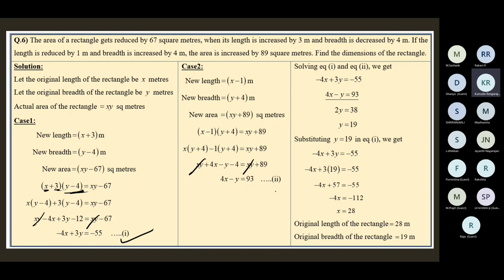So you get two equations. You can already see their coefficients, minus 4x and plus 4x. So you don't have to write equivalent equations. You can directly proceed to use the elimination method. So minus 4x plus 4x gets cancelled. Find y and hence find x.